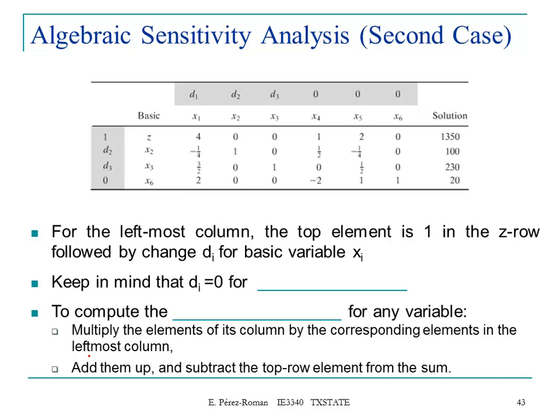And for the leftmost column, the top element is 1 in the 0, followed by the change di for the basic variable x1. So that's what I just mentioned. Keep in mind that di is equal to 0 for a slack variable like x5, so you have no d values. To compute the new reduced cost for any variable, multiply the elements of its column by the corresponding elements in the leftmost column, add them up, and subtract the top row element from the sum.